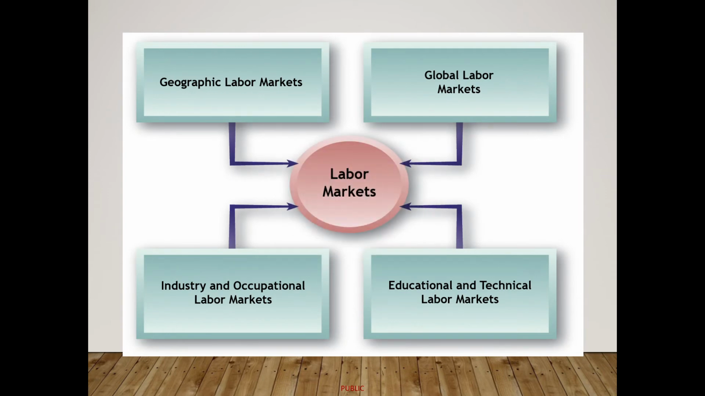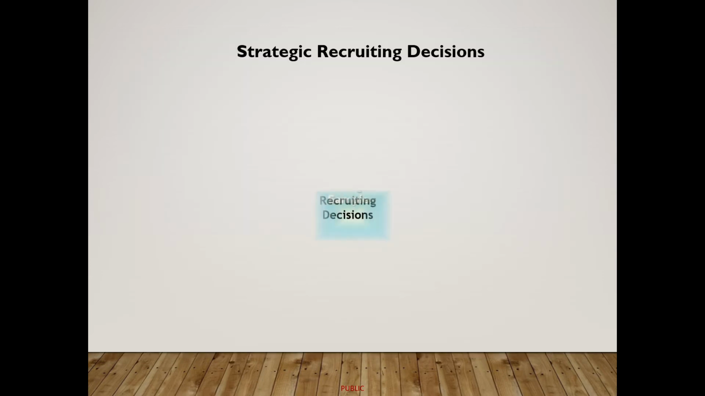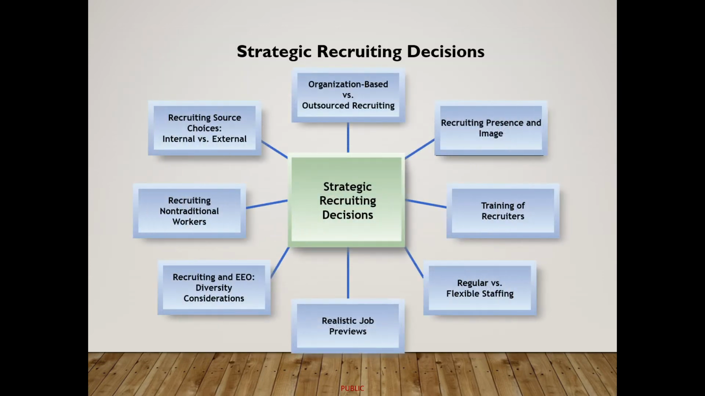Labor markets have four types: geographic labor markets, global labor markets, industrial and occupational labor markets, and lastly, educational and technical labor markets. So, recruiting strategic decisions has these following types.